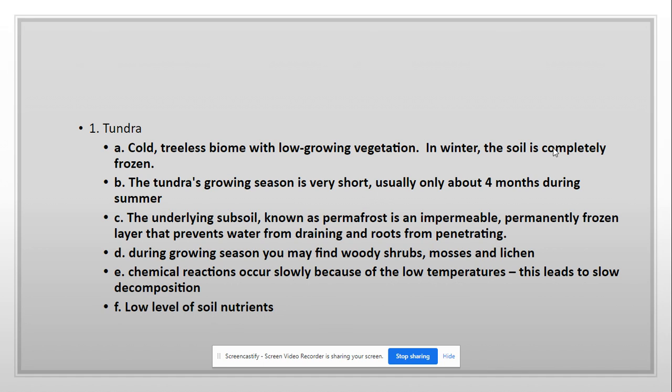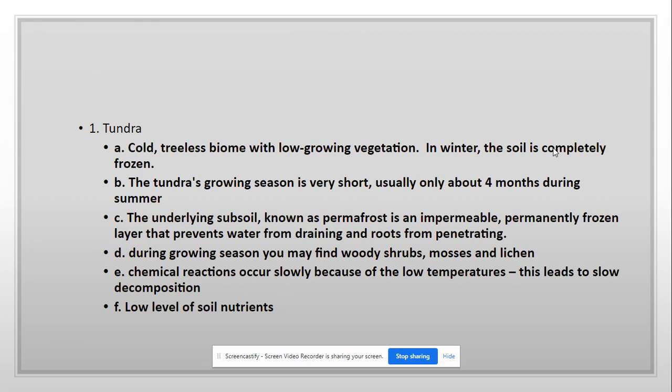So that means in this very cold, treeless biome, we see lots of low growing vegetation. In the winter, the soil is typically completely frozen. The tundra's growing season is very short because of the climate. The underlying subsoil, known as permafrost, is an impermeable, permanently frozen layer that prevents any water from draining and roots from penetrating.